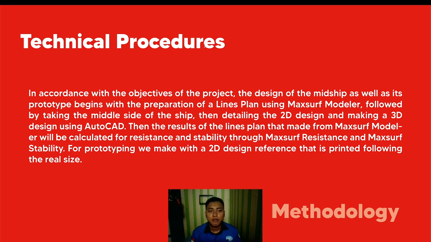Next, in accordance with the objectives of the project, the design of the midship as well as its prototype begins with the preparation of a lines plan using Maxsurf Modeler, followed by taking the middle side of the ship, then detailing the 2D design and making a 3D design using AutoCAD. Then the results of the lines plan made by Maxsurf Modeler will be calculated for resistance and stability through Maxsurf Resistance and Maxsurf Stability. For prototyping, we make it with a 2D design reference that is printed following the real size.